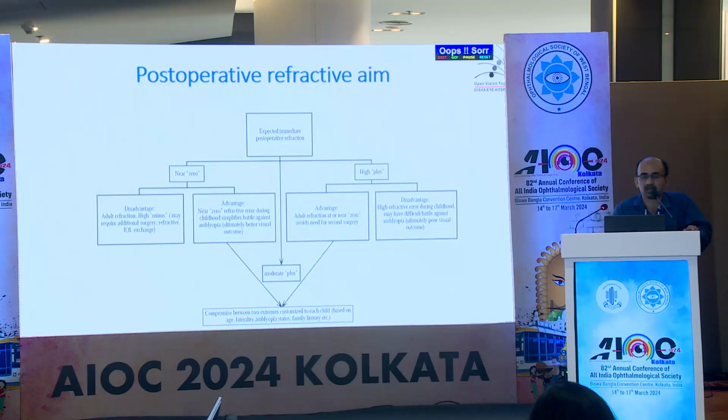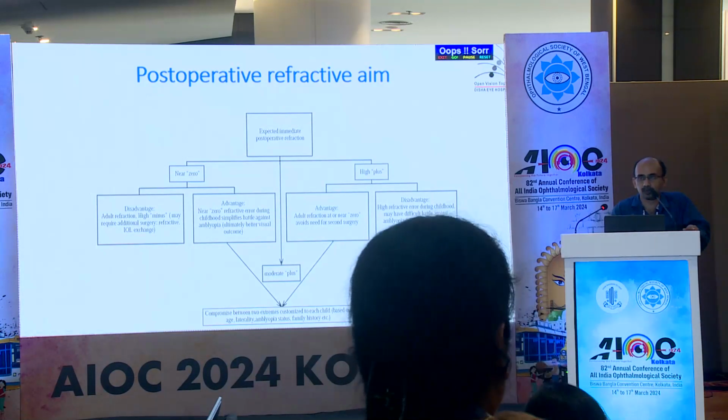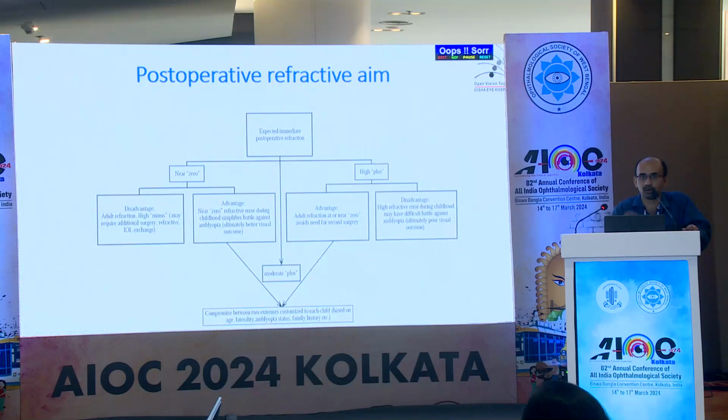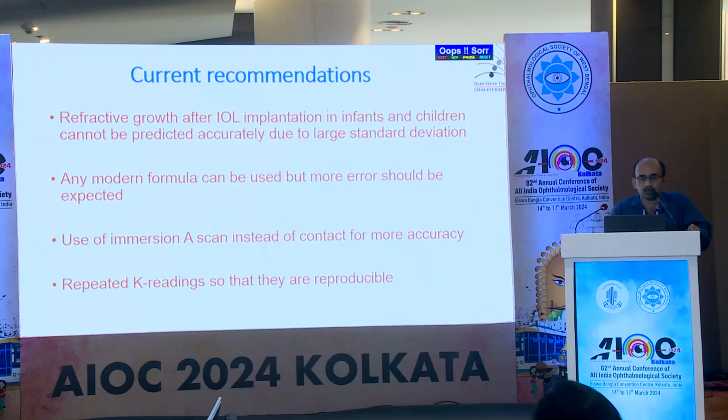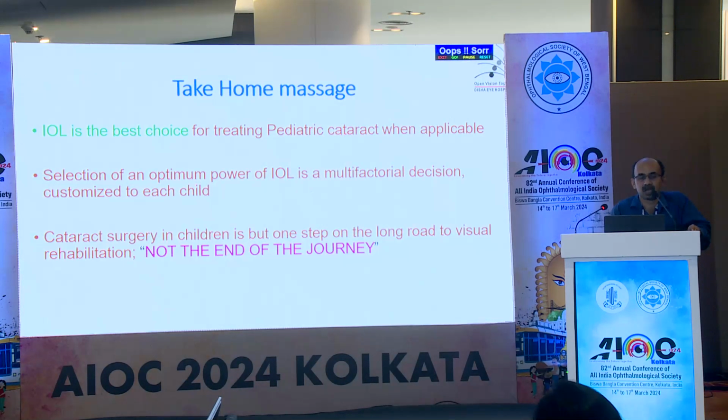So these are our postoperative refractive aims. We usually go for moderate plus, not 0 and not high plus. And these are recommendations for IOL power selection. For emmetropization, we mostly go for this. So the take-home message is that IOL is the best choice for treating pediatric cataract.